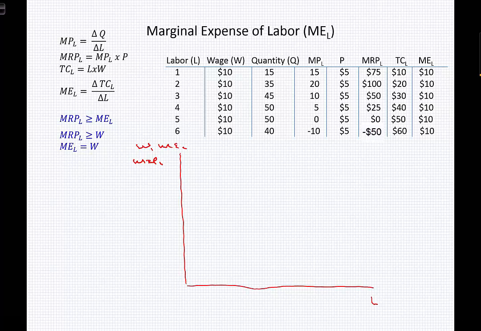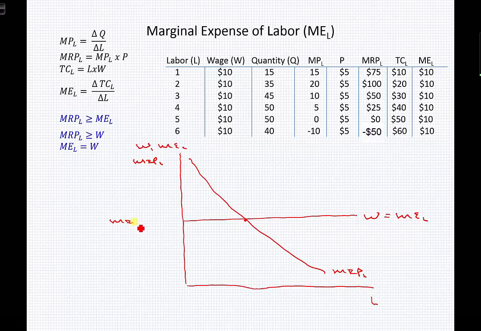Well, we already know that we have some marginal revenue product of labor relationship that looks a little bit like this, MRP of L. And we have wage that's constant regardless of the labor unit, so that's going to look like this. So that's wage, which in this case is the same thing as ME of L, or marginal expense of labor. And here at this particular point, we know that MRP of L is equal to ME of L.